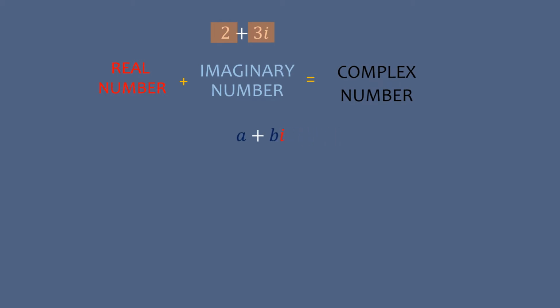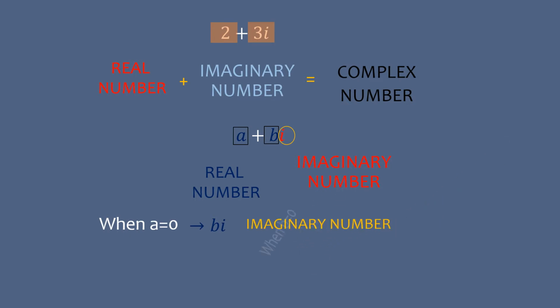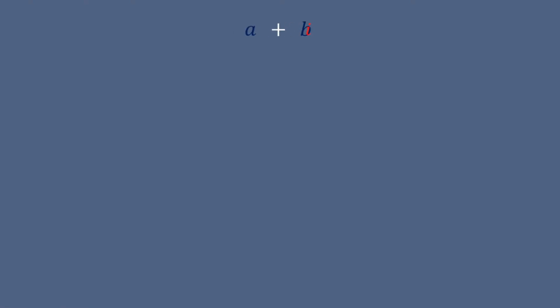It's of the form a plus bi, where a and b are real numbers and i is a unit imaginary number. Observe that when a equals 0, what is left will be an imaginary number, and when b equals 0 and we only have a, which is a real number. So what are the real and imaginary parts of a complex number? a is called the real part and bi is called the imaginary part of a complex number.